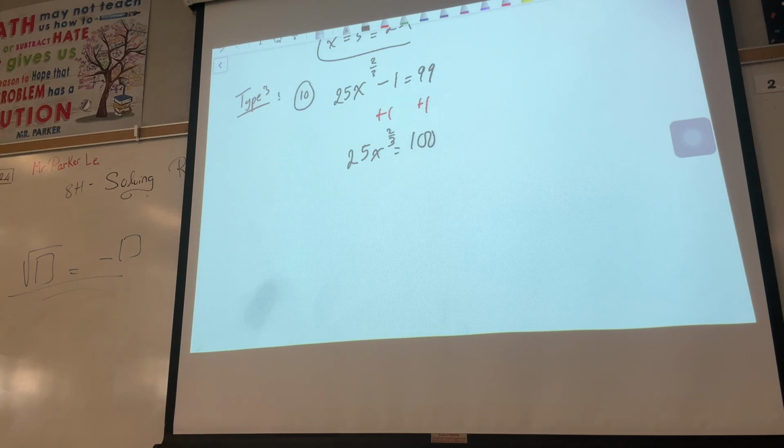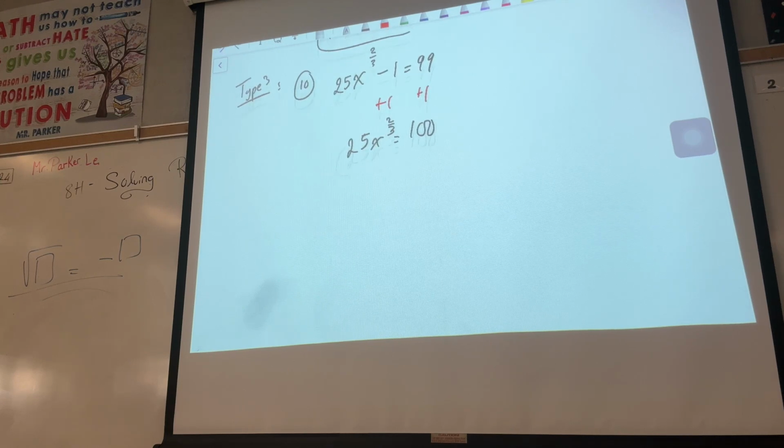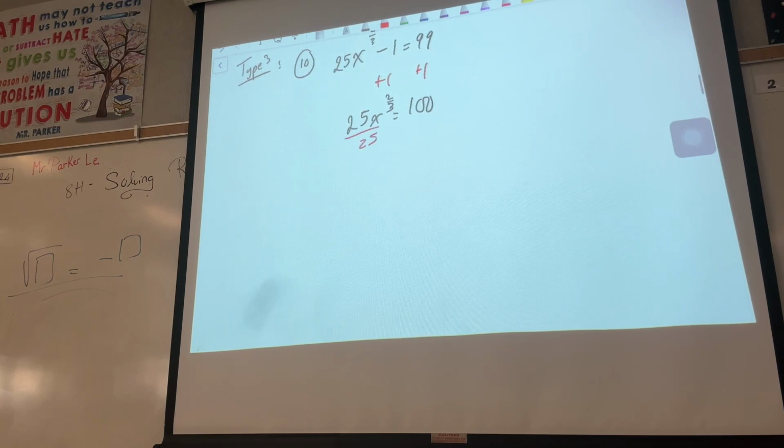All right. I think I saw a couple of you misunderstood that there's no parenthesis. So the 25 is outside, not inside. A lot of you put it like this. This is not inside, okay? It's different from here. Be careful, okay? That's totally different meaning. So now you can divide it by 25. So x to the 2/3 equal to 4.